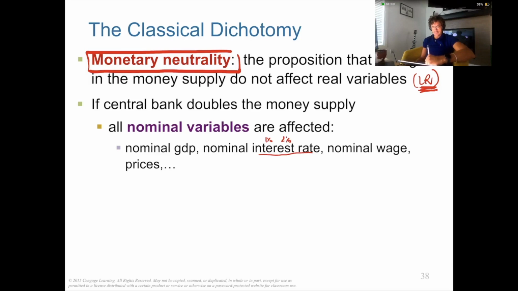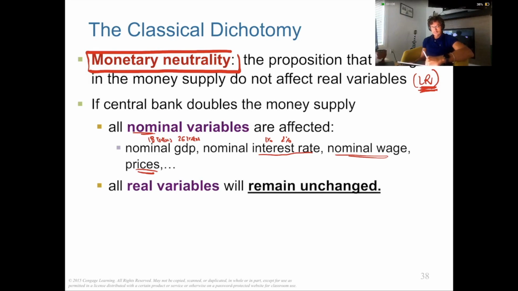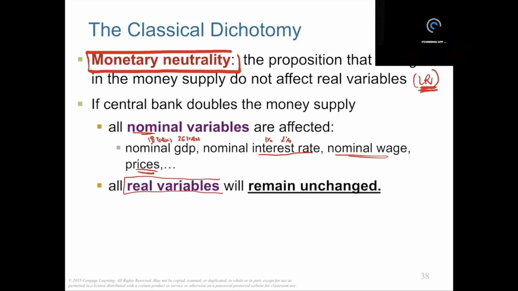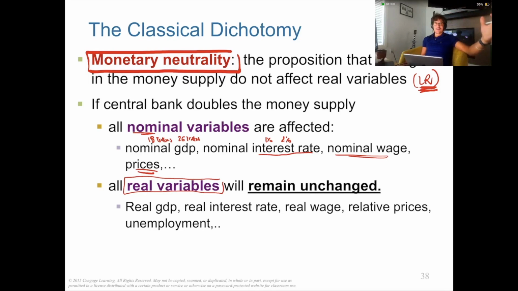Nominal GDP, say, was like 13 trillions, now is 26 trillions. Still, the amount of goods produced is the same. Don't worry, we are talking just in terms of nominal, expressed in terms of money. Nominal wage will be affected. Prices will be affected. But real variables will not be affected. As an instance, real GDP is going to stay the same.